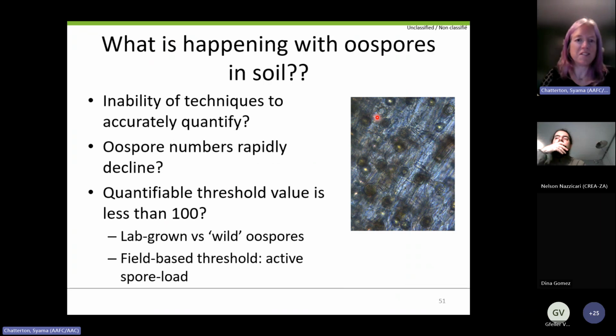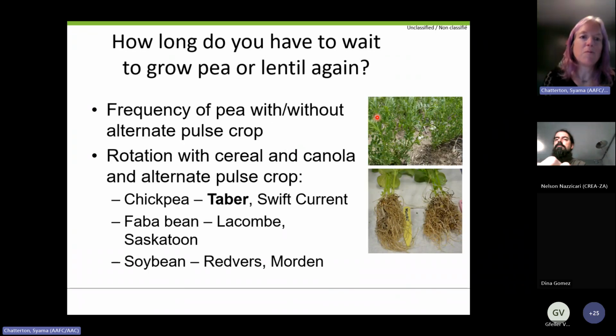So yeah, that's a big question. What is happening with oospores in soil? Is it the techniques that just can't accurately quantify them? Do oospore numbers actually rapidly decline in soil? Maybe we can produce these lab and greenhouse threshold values saying it's 100 oospores per gram of soil, but is it actually our field-based threshold, and the active spore load in the soil that we can measure might actually be lower? Okay, so how long then do you have to wait to grow peas and lentils again?